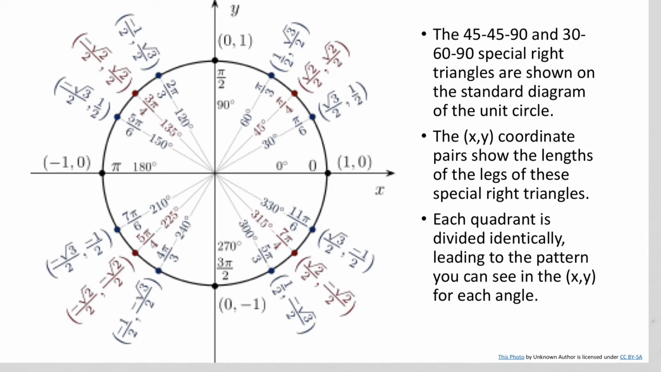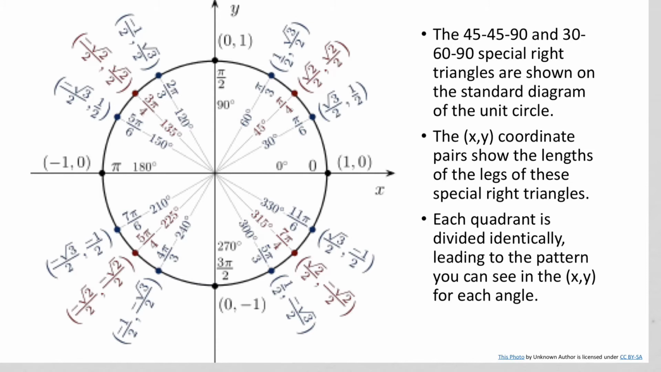So it's broken into, let's look at these bullet points over here. The 45, 45, 90 and 30, 60, 90 special right triangles are shown on the standard diagram of the unit circle. Right? The second bullet says the x, y coordinate pairs show the lengths of the legs of these special right triangles. All right, so let's refine this first bullet a little here, and I'll illustrate how it's broken up.